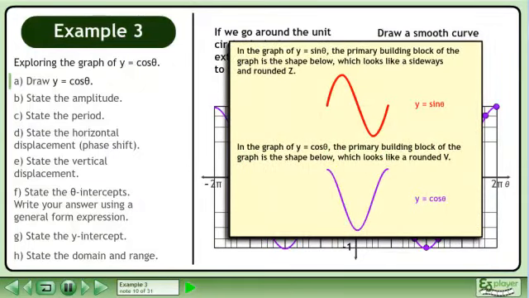In the graph of y equals sine theta, the primary building block of the graph is a shape, below, which looks like a sideways and rounded z. In the graph of y equals cos theta, the primary building block of the graph is a shape, below, which looks like a rounded v.